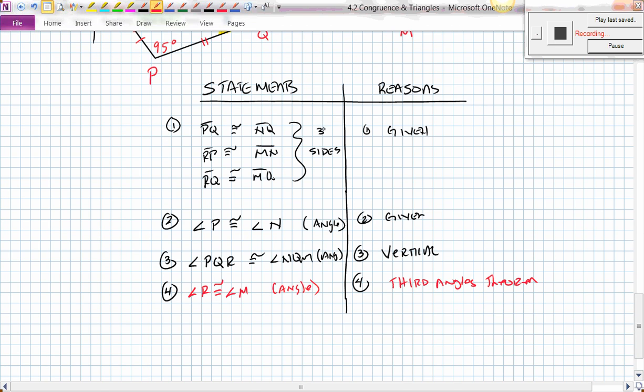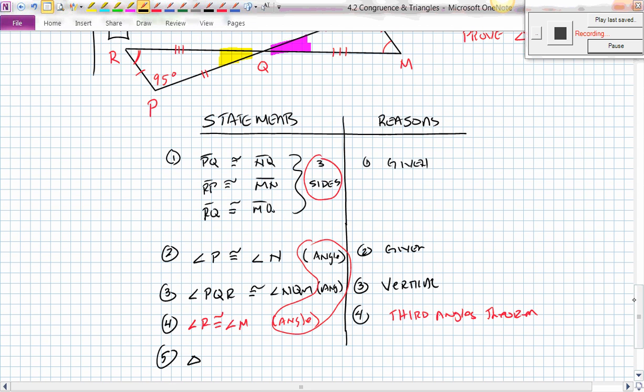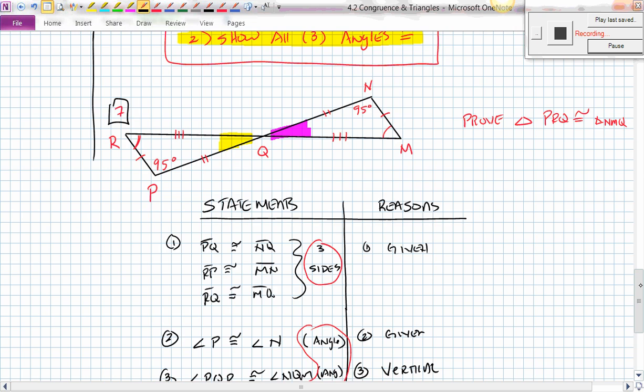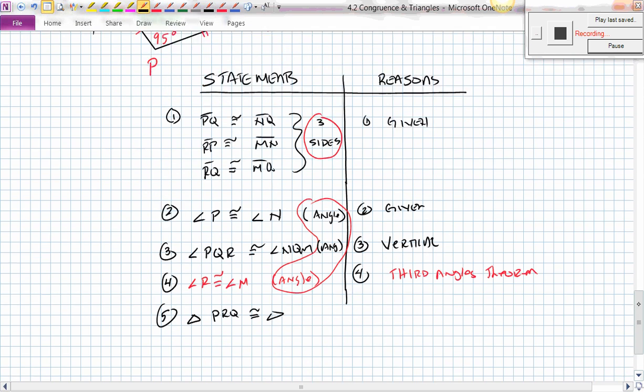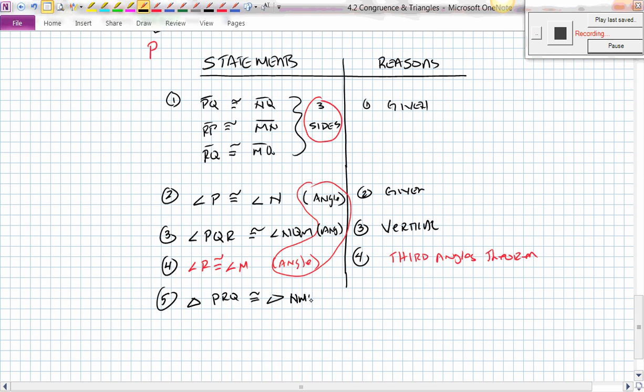All right, so check it out. I have shown all 3 sides, and I have shown all 3 angles. So therefore, I have enough information to say triangle PRQ is congruent to triangle NMQ. And that is the definition of congruent triangles. All right guys, there you go.